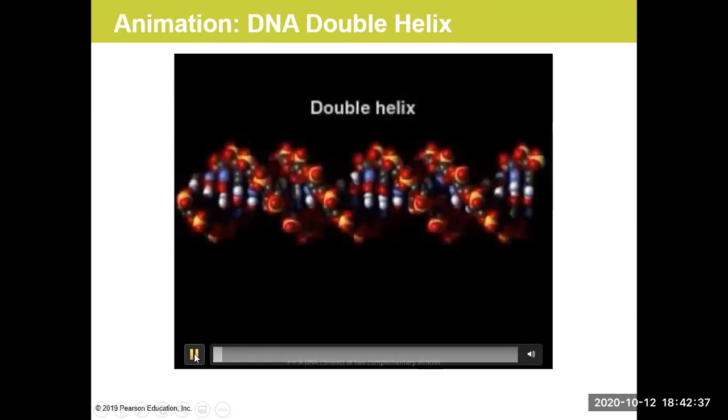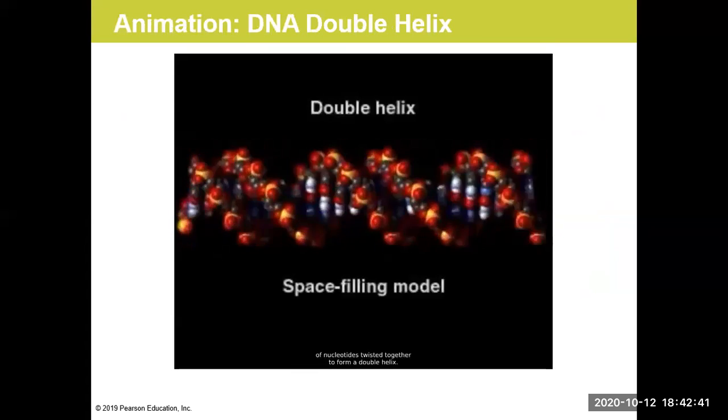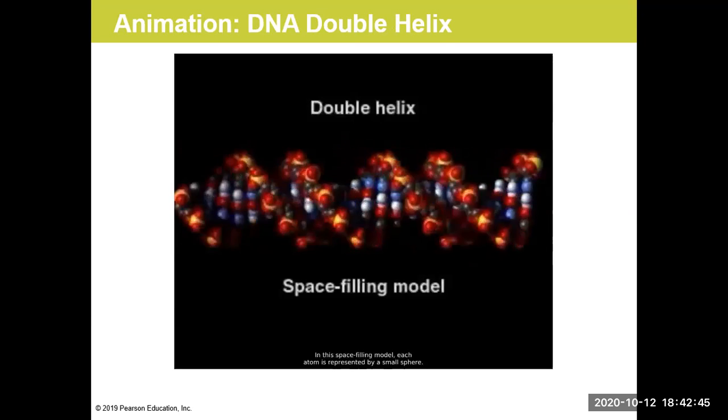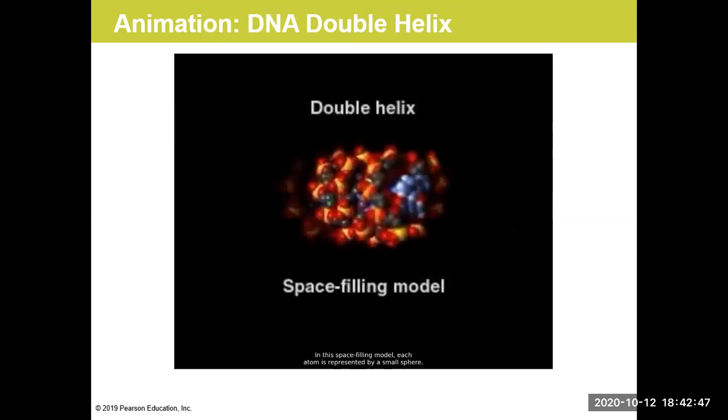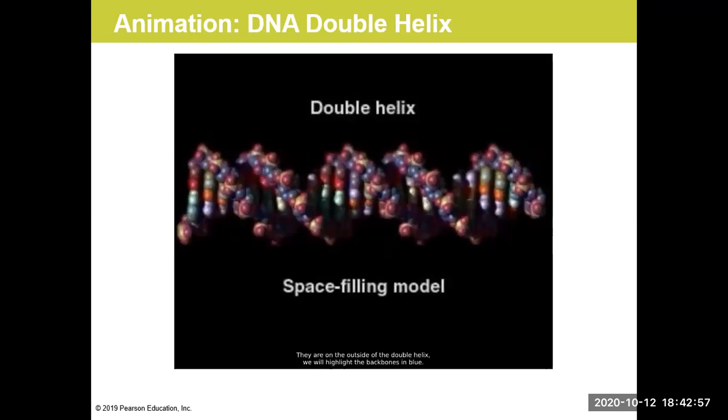DNA consists of two complementary strands of nucleotides twisted together to form a double helix. In this space-filling model, each atom is represented by a small sphere. The yellow and red phosphate groups make the two sugar-phosphate backbones easy to spot. They're on the outside of the double helix. We will highlight the backbones in blue.